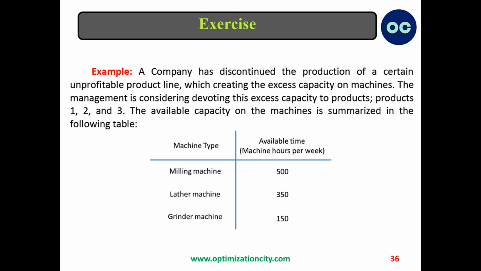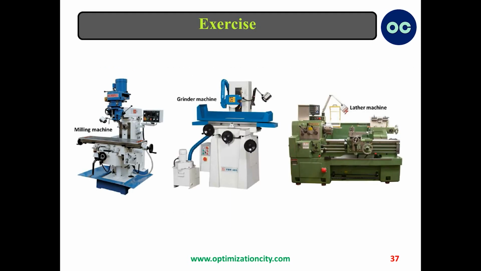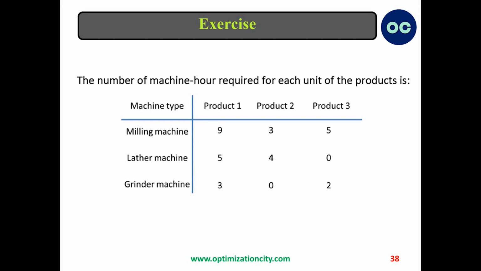You have 500 hours per week for the milling machine, 315 hours per week for the lathe machine, and 150 hours per week for the grinder machine. This is a photo of these three machines, which are very common in industry. The number of machine hours required for each unit of product is here. In this table, you can see that.